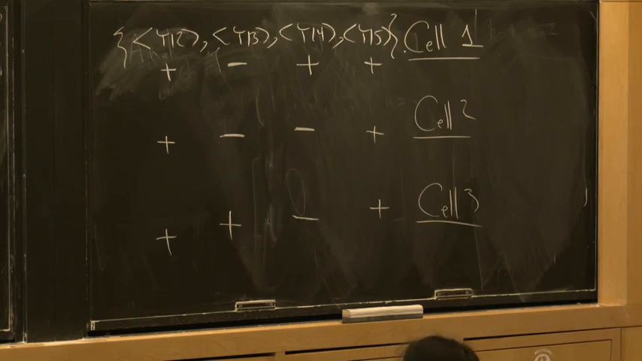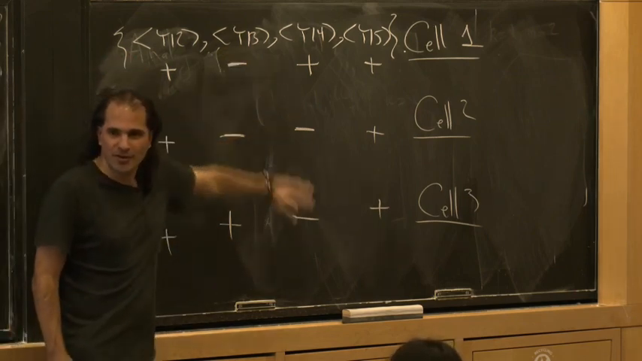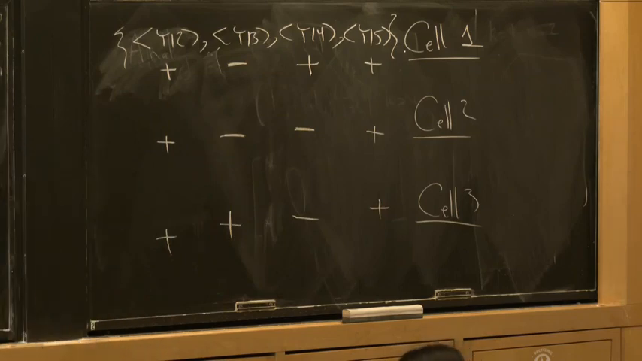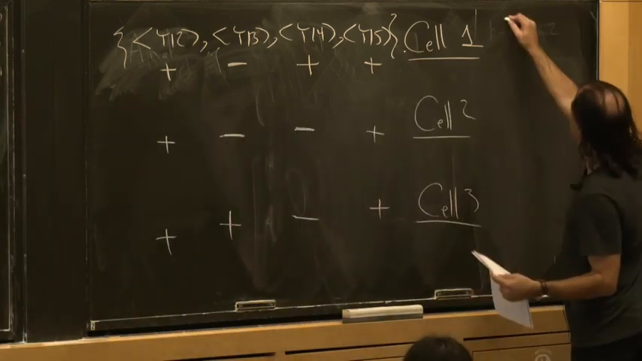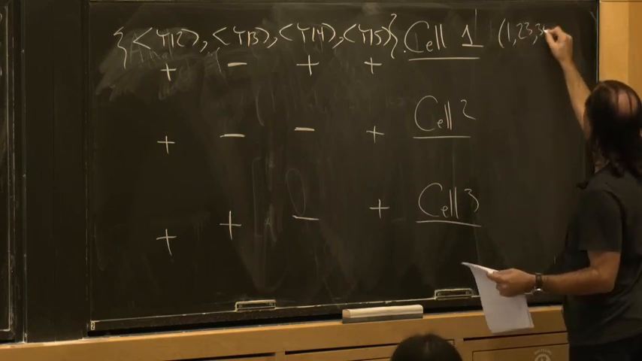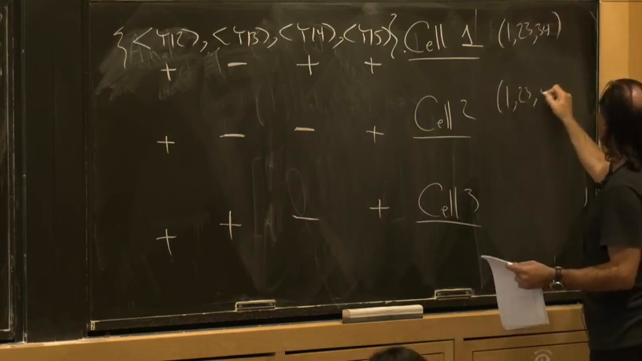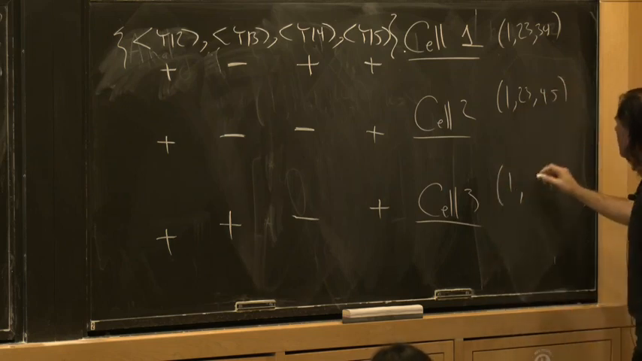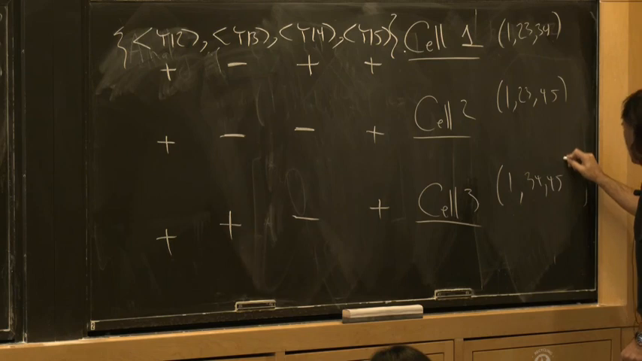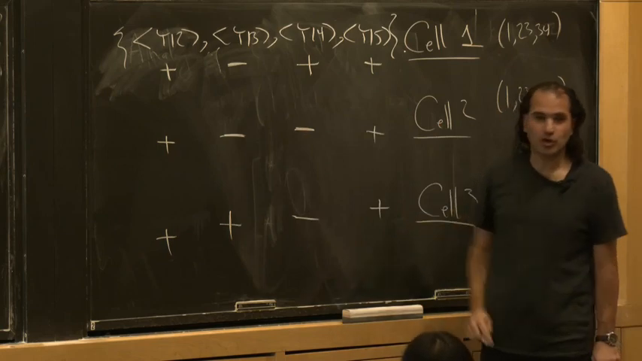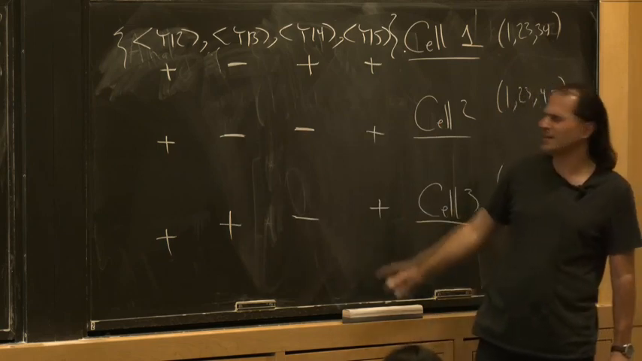So we see a couple of things from here. First of all, the cells are non-overlapping. These patterns are different, so the cells are non-overlapping in Y. Secondly, if I remember what the labeling was for this cell, this was 1, 2, 3, 3, 4. This was 1, 2, 3, 4, 5. And this was 1, 3, 4, 4, 5. You see, the labeling is telling you that in all cases, there are two sign flips.